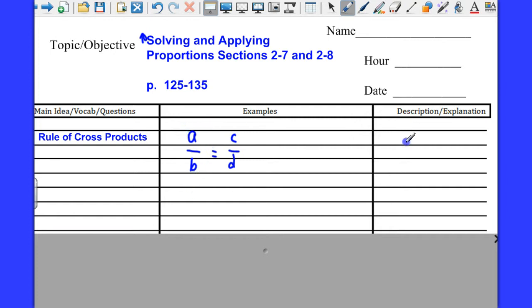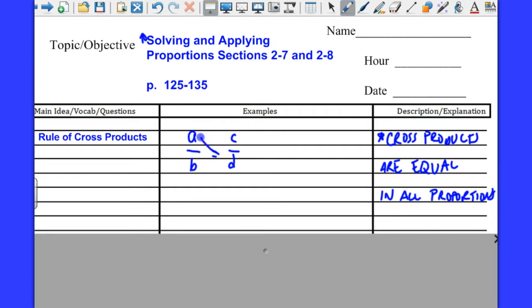Well, all proportions have this rule of cross products, where cross products are equal. That's always true in a proportion. Cross products are equal in all proportions. Well, here's what that means in this example.